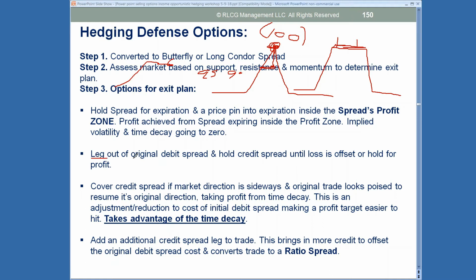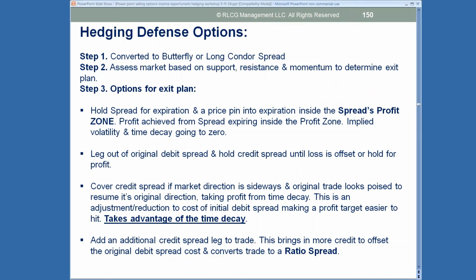Or the other outcome is you leg out of the original debit spread. Okay, so you might close out the original debit spread, and then you just leave short the bear call credit spread. So you can just think of all these different options that you have. Let me erase this. So let's say you put on that call debit spread, you converted it to the butterfly, and the market doesn't look good at all. It's still stagnating and drifting lower. Well, then you might just decide close out the debit spread side, take your loss if you can offset it with the credit spread. So then you have left just the bear call credit spread.